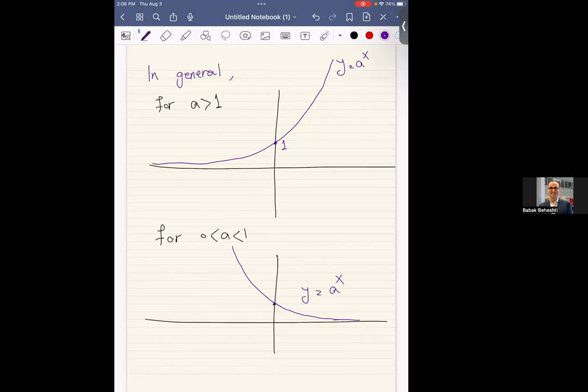It's not defined for a negative number. Exponential, the base must be positive. Now, what is the domain of the exponential function? Can you tell from the graph, or what are the possible values? Is there any restriction on x? No restriction. So the domain is all real numbers.